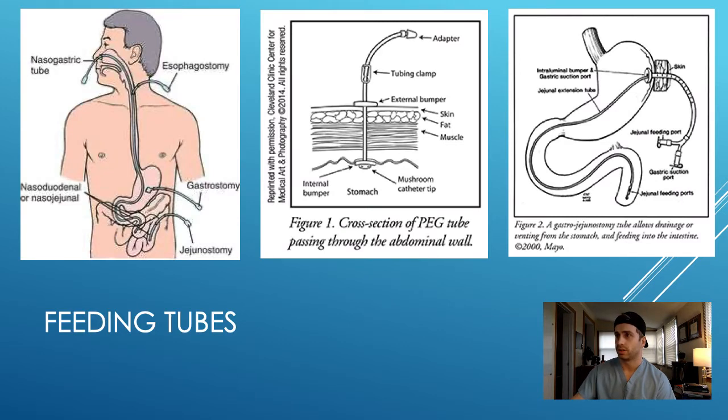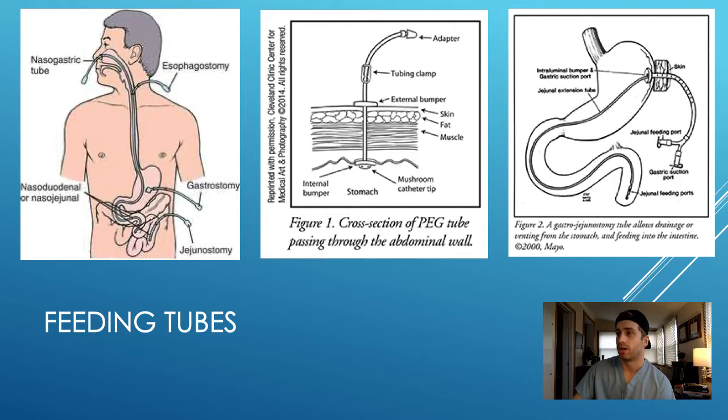So here, let's see if my mouse works. I don't know if you guys can see that. So here on the far left, starting at the nose, you'll see the nasogastric tube. And that'll go all the way from the nose down and sit in the stomach. Next on the right, you have the esophagostomy tube, which goes directly into the esophagus in the neck area. These are a little bit more rare to see.